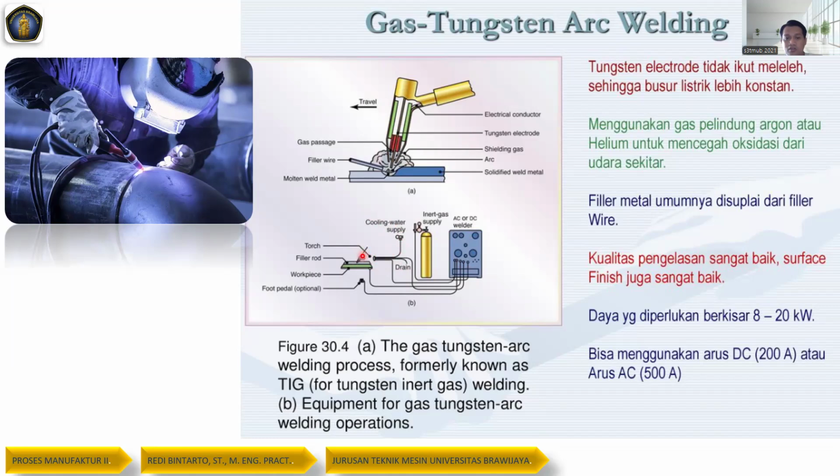This is the torch, the filler in the middle, the workpiece, and the foot pedal just for turning the instrument on and off. Because there is a flame and heating here, both of the metals would fuse. The power is around 8 to 20 kilowatts, and we can use DC and AC for the current.